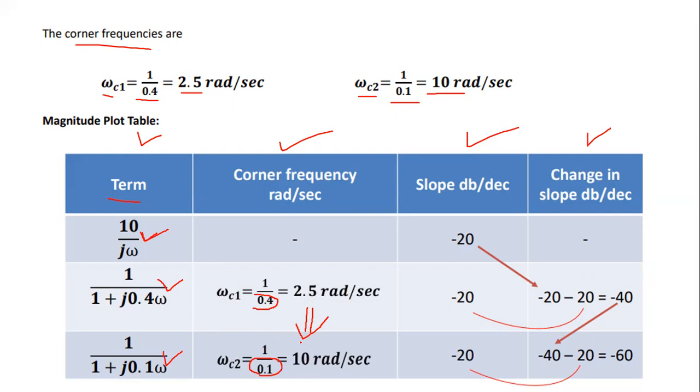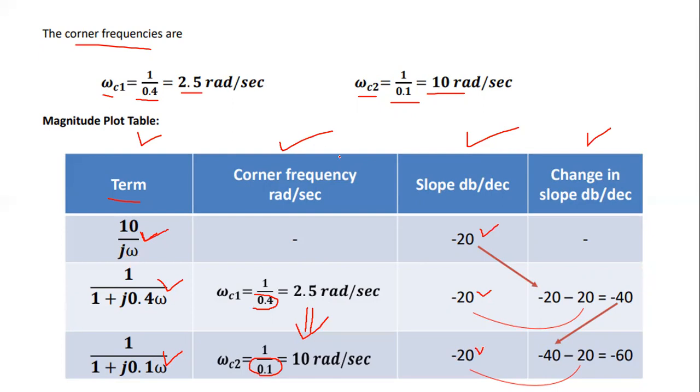And now, how to identify the slope? Generally the slope depends upon the s position. If s is in the numerator, it will be plus 20. In the denominator, minus 20. In case s square is there, it will come as minus 40 or plus 40. So if you observe in the first case, the 10 by s form, 10 by j omega, s is in the denominator, so minus 20. Next also, denominator only, minus 20. Next also, denominator only, minus 20. This is the slope.